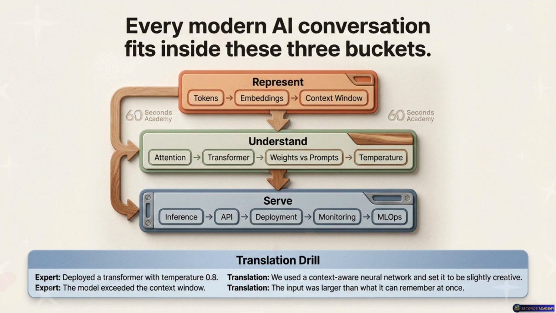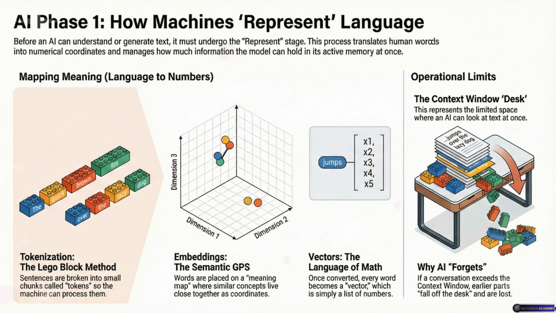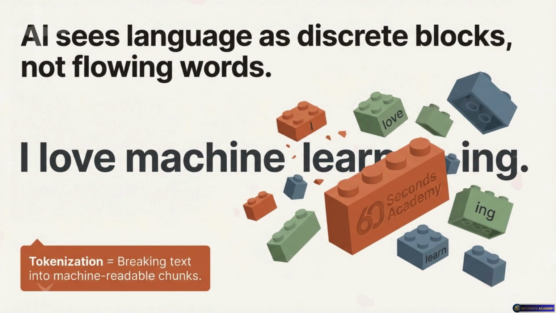Represent, understand, serve. Okay, let's dive right into breaking down that pipeline, starting with stage 1. Represent. The foundation. We're talking about the fundamental conversion of human language into raw mathematics. Because computers, at their absolute core, are just highly complex calculators. They don't process English or Python natively. They process electrical signals that we abstract into ones and zeros. So the very first non-negotiable step in any AI pipeline is converting a string of text into a mathematical format. And the first concept for this is tokenization.